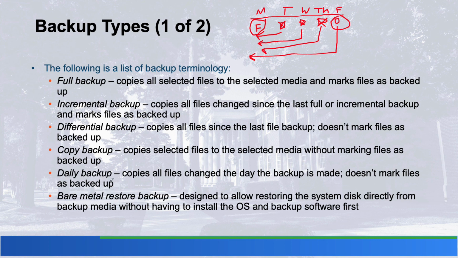A daily backup is just all of the files that have changed the day the backup is made, but it doesn't change any of the files to let them know that it's been backed up. A bare metal restore backup has all of the files that you have on your server in the backup, plus the Windows installation files, so that it can actually install the OS and the backup software on the system and then do the restore job. So we're not going to need any other disk with a bare metal restore backup.